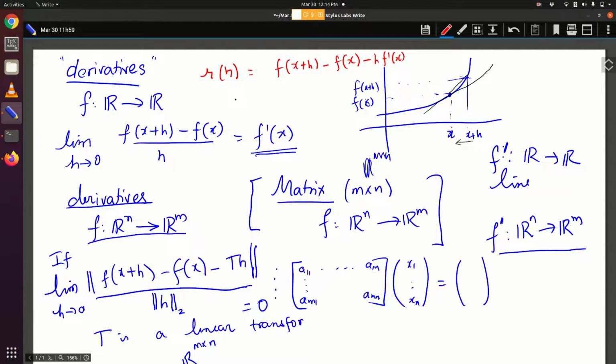Now if you let h tend to 0, then what happens? When you let h tend to 0, this ratio r of h by h goes to 0. So that's essentially what we are saying.